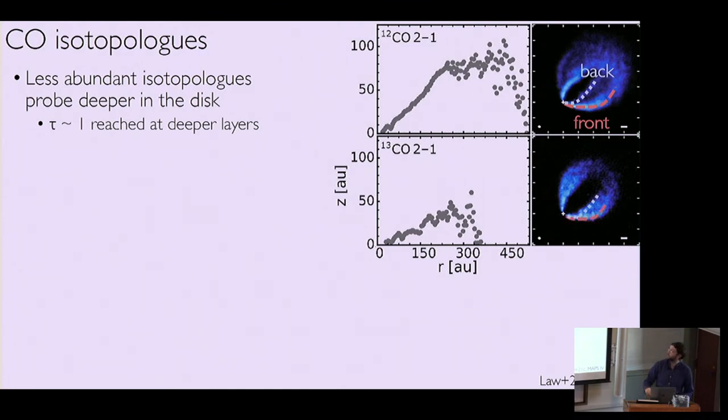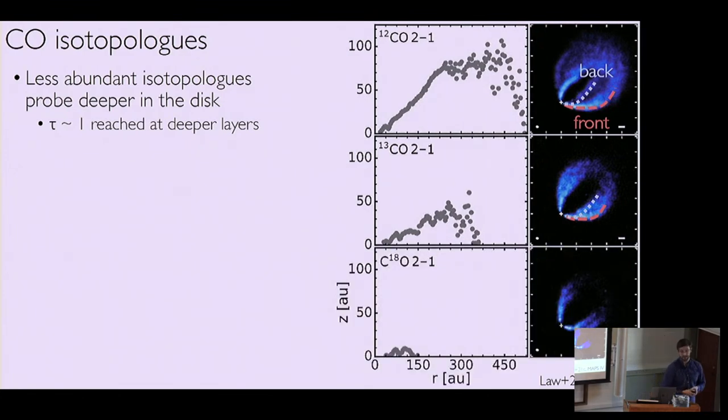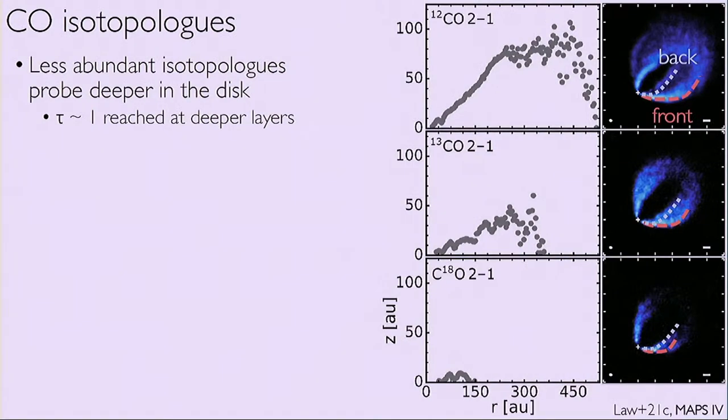And you see the same thing in the channel maps. Now, if you look at the separation here, it's quite a bit broader. Now the surfaces are moving closer together, again reflecting the fact that the emitting surfaces are moving closer to the midplane for the rarer isotopologues. And same story for C18O, going to a rarer one. We see now the emission is pretty much consistent with a midplane origin, and our emitting surfaces are very close to each other.